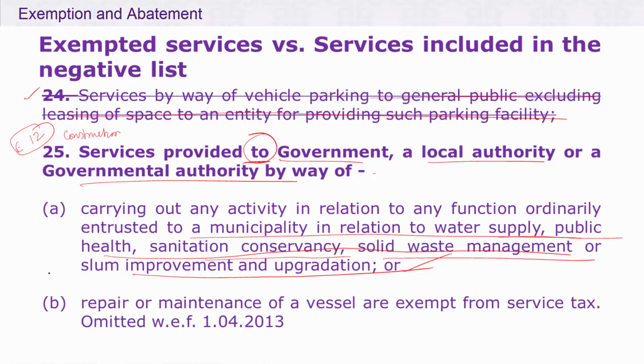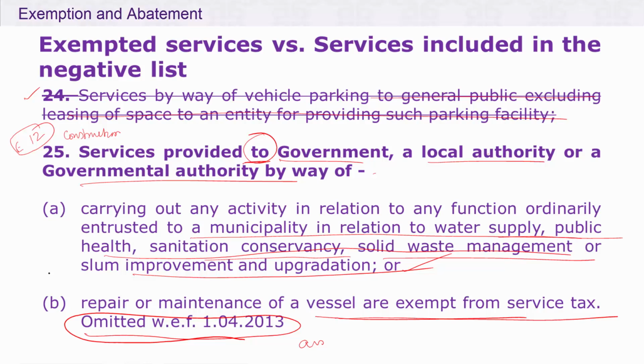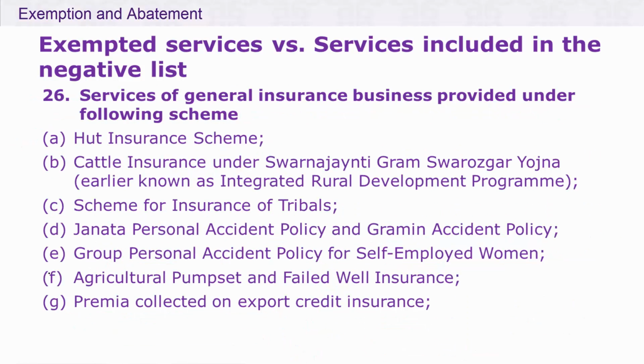What are the services received by government, governmental authority or local authorities which are exempt? So B, repair, maintenance of a vessel. It was there under entry number 25. Let me tell you, it's an important area. The repair or maintenance of a vessel. What is omitted? Repair and maintenance of a vessel. What about aircraft? Repair maintenance of aircraft was also exempt earlier. Now it is not exempt. This has been omitted. Now only vessel related repair or maintenance is exempt. If it is a repair or maintenance of an aircraft, then it is taxable now. Earlier it was exempt, now it is taxable. So this is an important point.